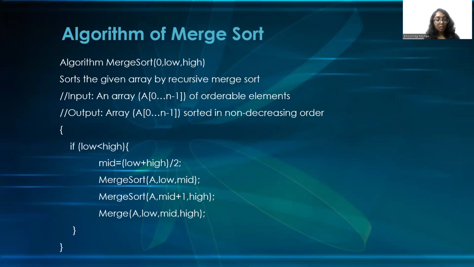So the algorithm of merge sort is, if low is less than high, then we take mid equals (low + high) / 2. And here is the recursive function, that is MergeSort(A, low, mid) and MergeSort(A, mid + 1, high). Then we write Merge(A, low, mid, high), which is used to combine the sorted arrays.